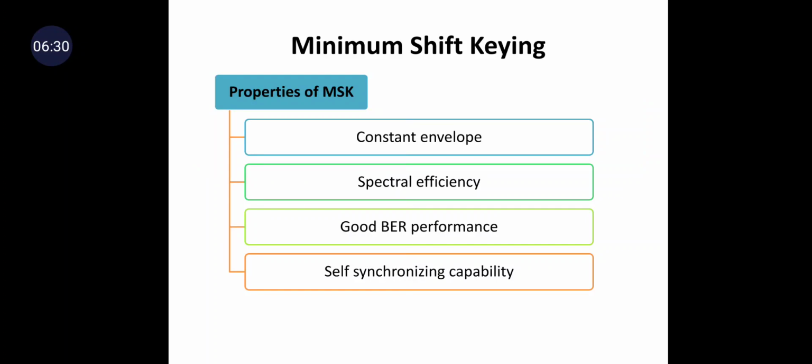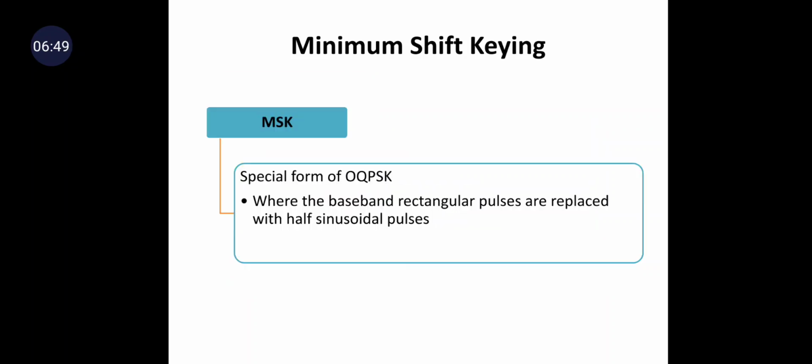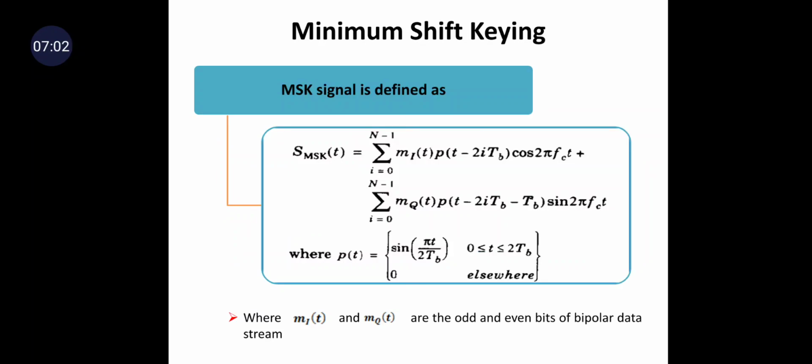Some properties of MSK are also mentioned. They have a constant envelope and they are spectrally efficient, the bit error rate performance is good for MSK, and it has self-synchronizing capability. These are the important properties of the minimum shift keying technique. So MSK is a special form of OQPSK. OQPSK is nothing but offset QPSK, where the baseband rectangular pulses are replaced with half sinusoidal pulses.